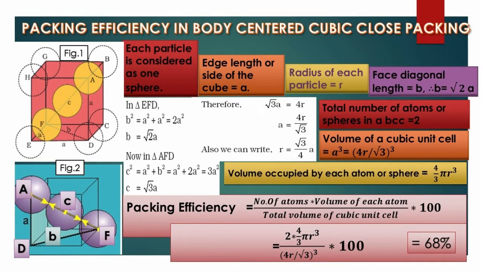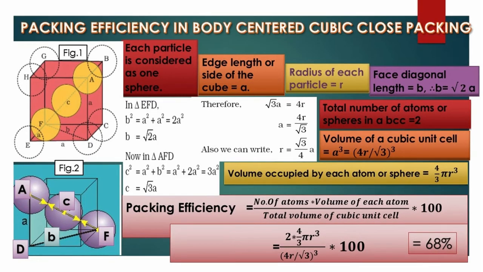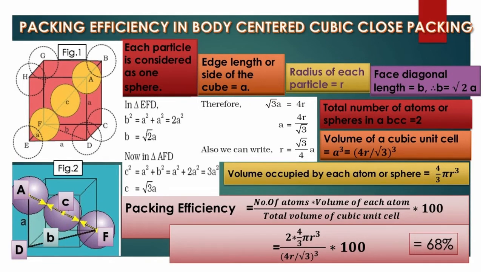Now let's try to find the relationship between the face diagonal length and the edge length. For that, let's consider the triangle EFD. In triangle EFD, FD² will be equal to DE² plus EF². So B² will be equal to A² plus A². So B² will be equal to 2A².